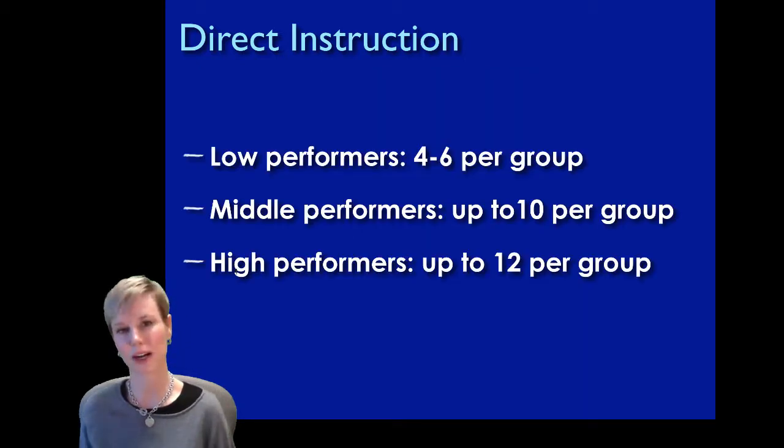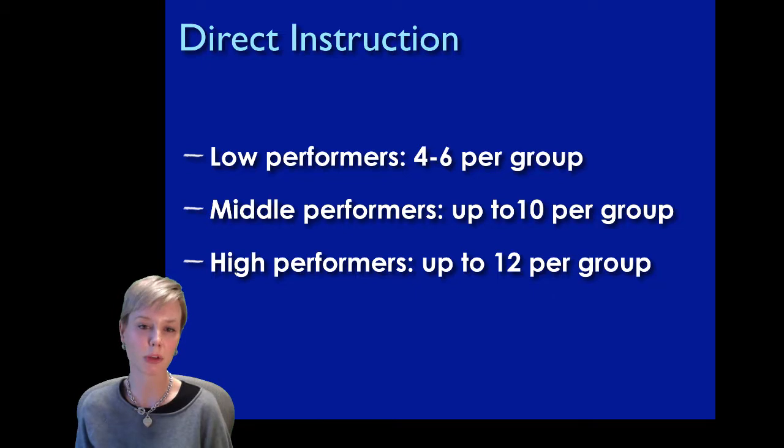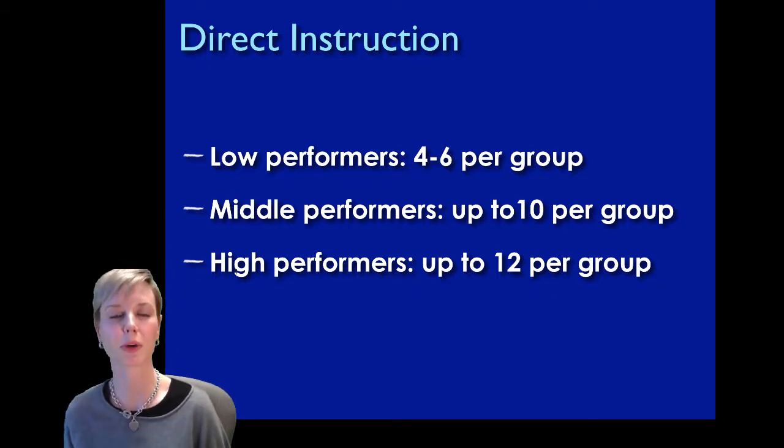How do you group for direct instruction? Of course, we could do an entire training on Reading Mastery or direct instruction, but the general guidelines from the research are, for low performers, we want to have groups of 4 to 6 students. For middle performers, up to 10 per group, and for high performers, up to 12 per group.